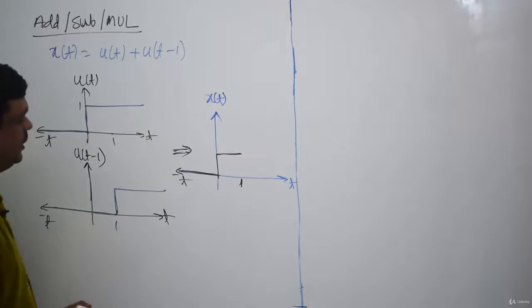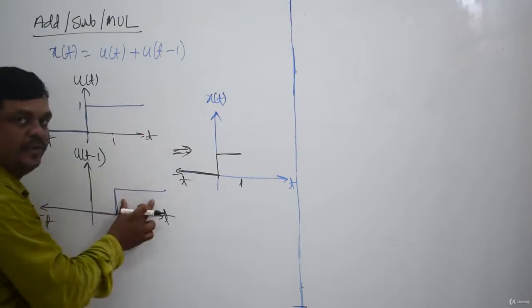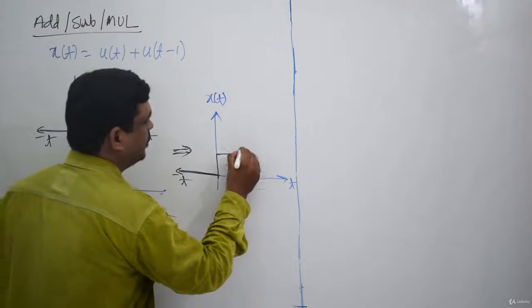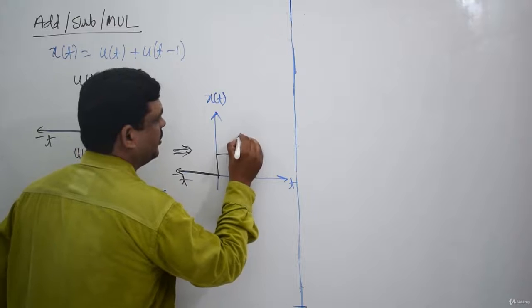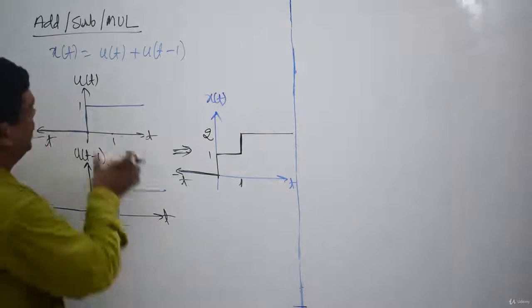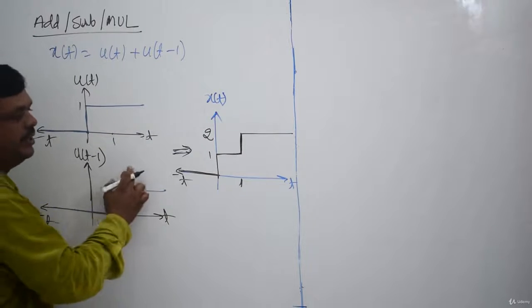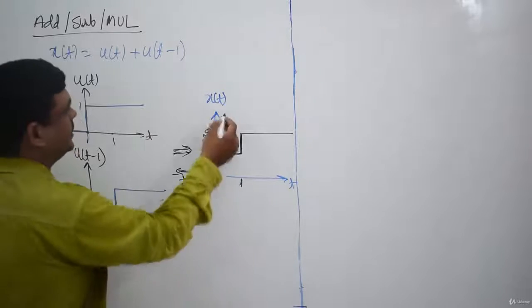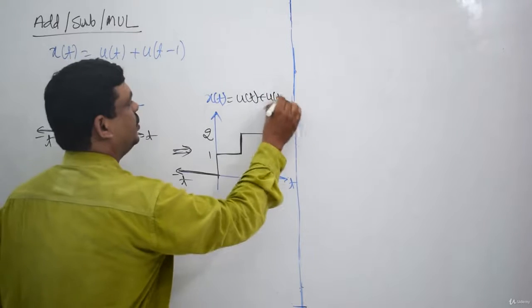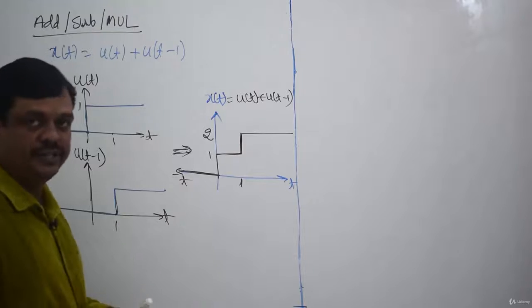Up to 1. From 1 onwards, this amplitude is 1 and this amplitude is 1. Addition of these two, 1 plus 1, becomes 2. For t from 1 onwards, the amplitude becomes 2. This is 1 and this is 2. So the individual functions are u of t and u of t minus 1. After addition, the resultant signal is like this. This signal is x of t, equal to u of t plus u of t minus 1. This gives the addition of two functions.